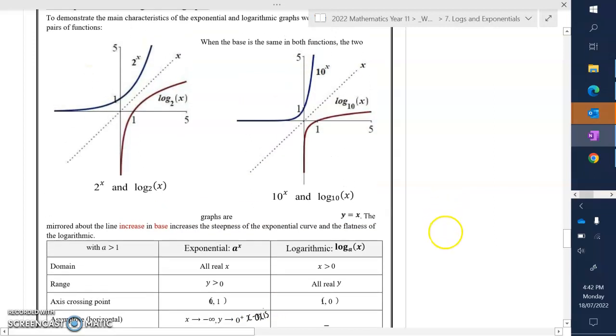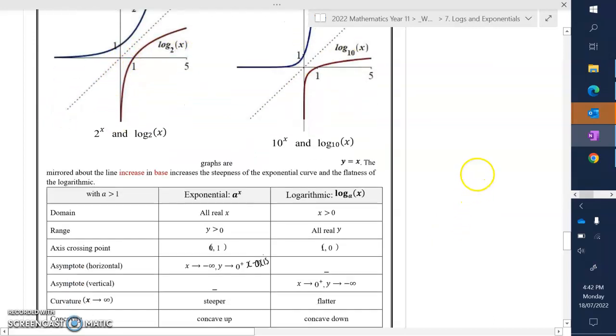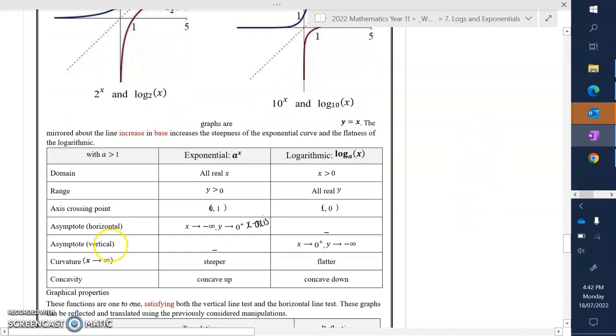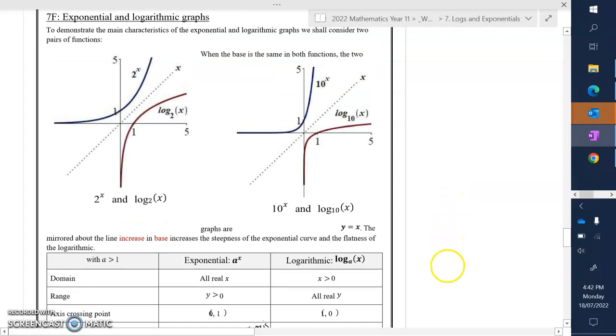For our logarithm though, we don't have a horizontal asymptote because our graph actually cuts the x-axis. So we don't have one there. But the opposite's going to happen for the vertical asymptote. So in our exponential graph, we didn't have a vertical asymptote.